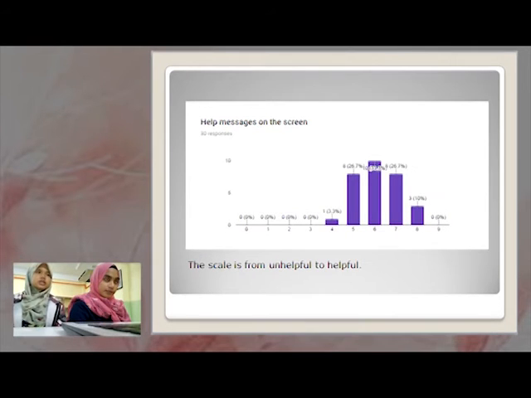So next is the help message on screen that appears to help the user, whether it is unhelpful or too helpful. Most say it is quite helpful because they put scale 5, 6, 7, and 8. But there is 1% who maybe found it not really helpful.